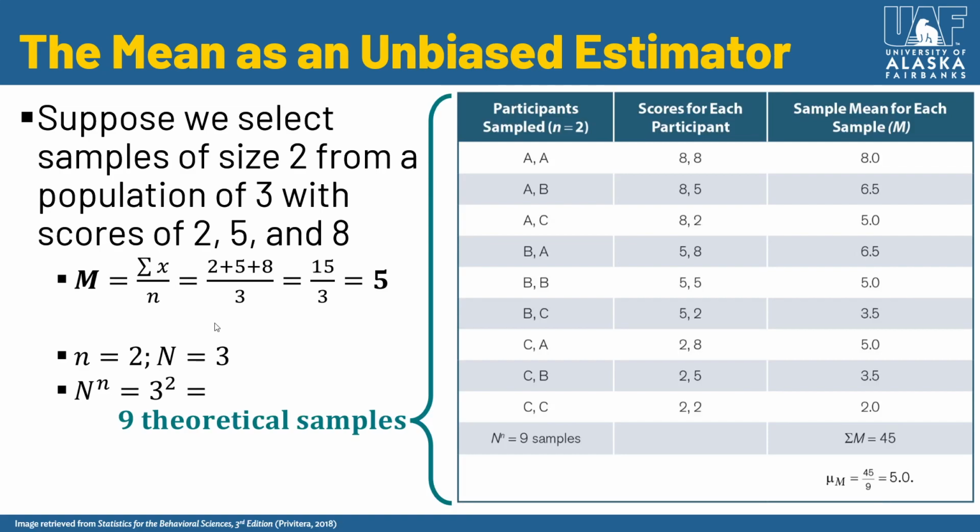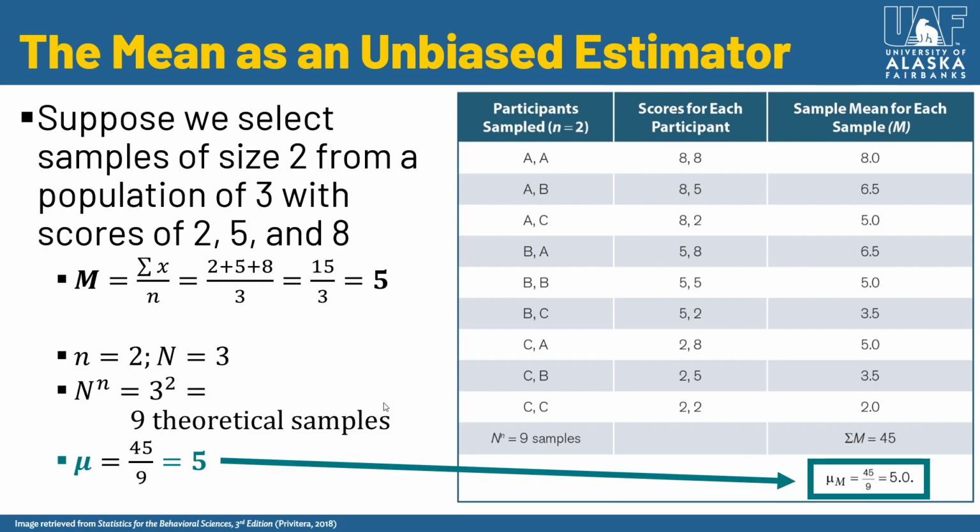And so by doing this, we'll have 9 theoretical samples we could have, right? And so they're all listed out here. And this is a quick run. I'm about to explain this in much better detail.